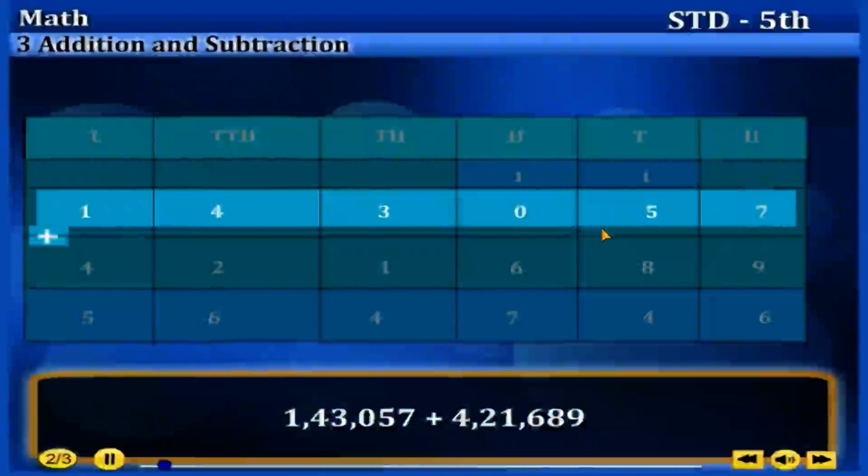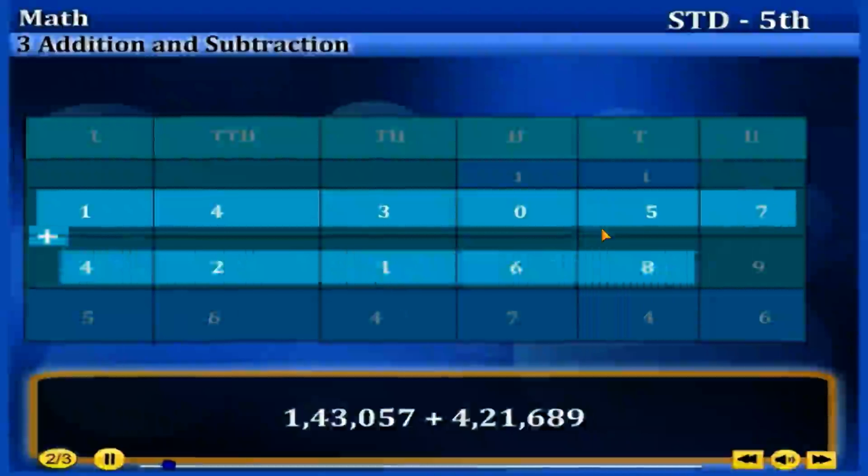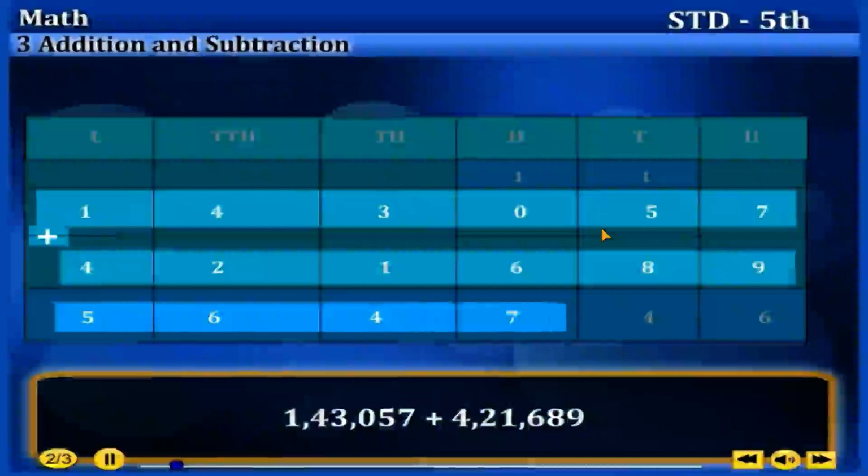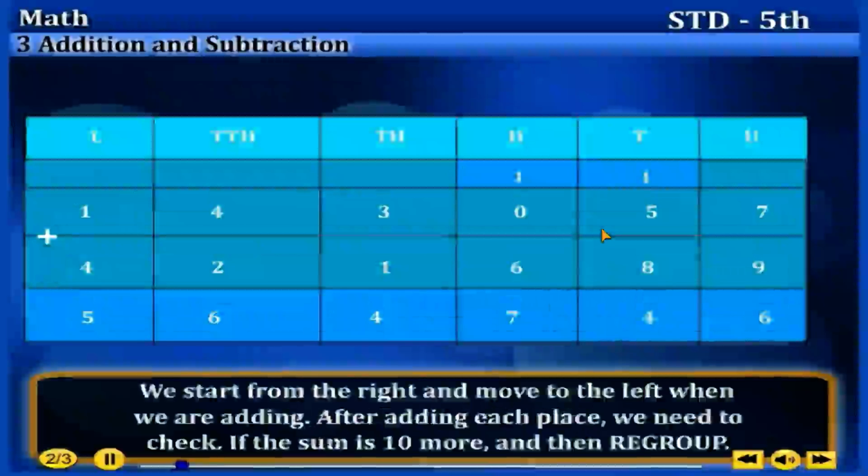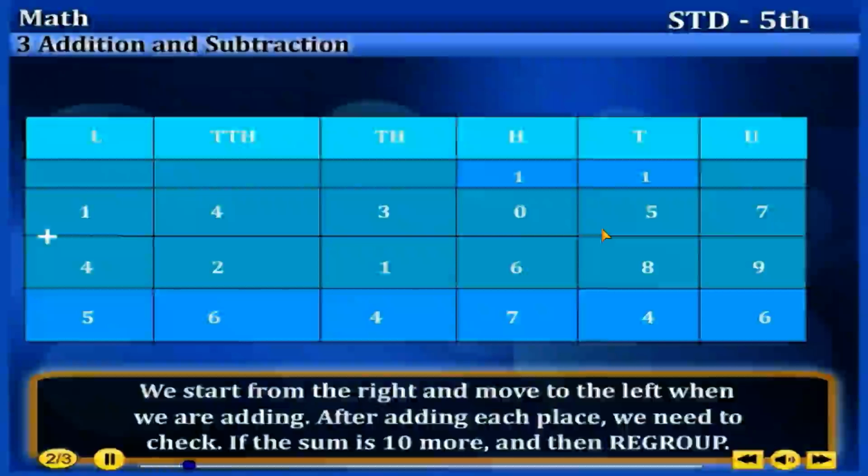1,43,057 plus 4,21,689 equals 56,04,746. We start from the right and move to the left when we are adding. After adding each place, we need to check if the sum is 10 or more and then regroup.